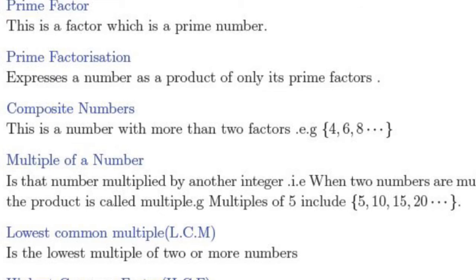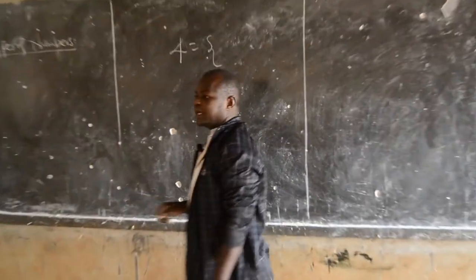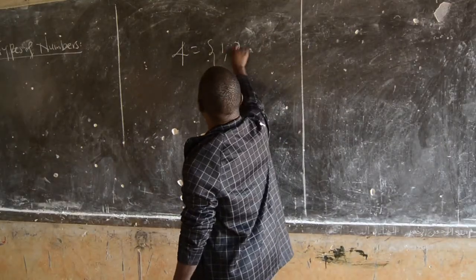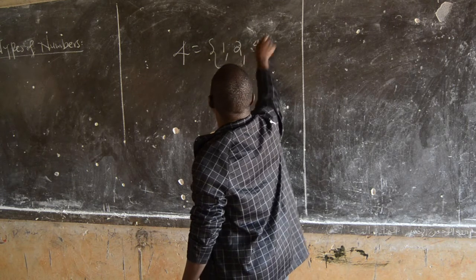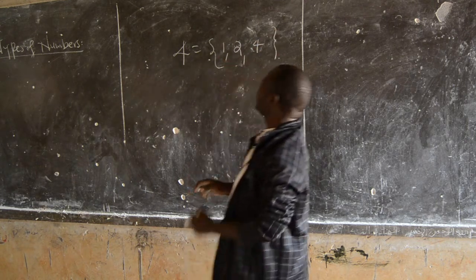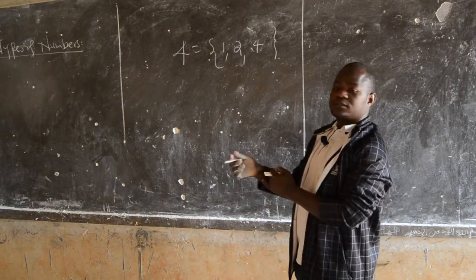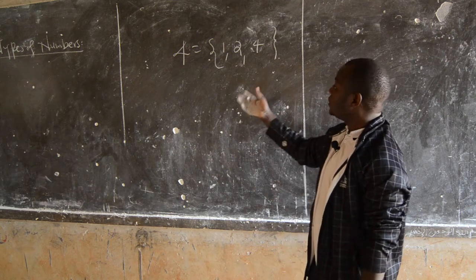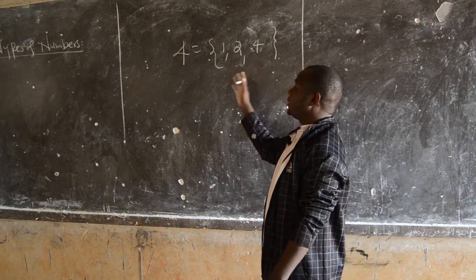For example, 4. When you look at 4, 4 has factors. Look at the board. 4 has factors 1, 2, then 4 itself. So this number has more than 2 factors. So it is called a composite number.